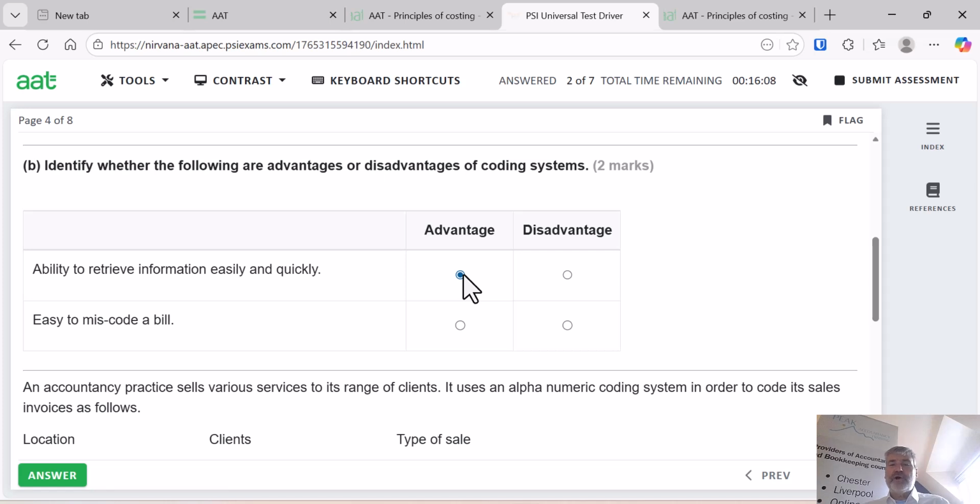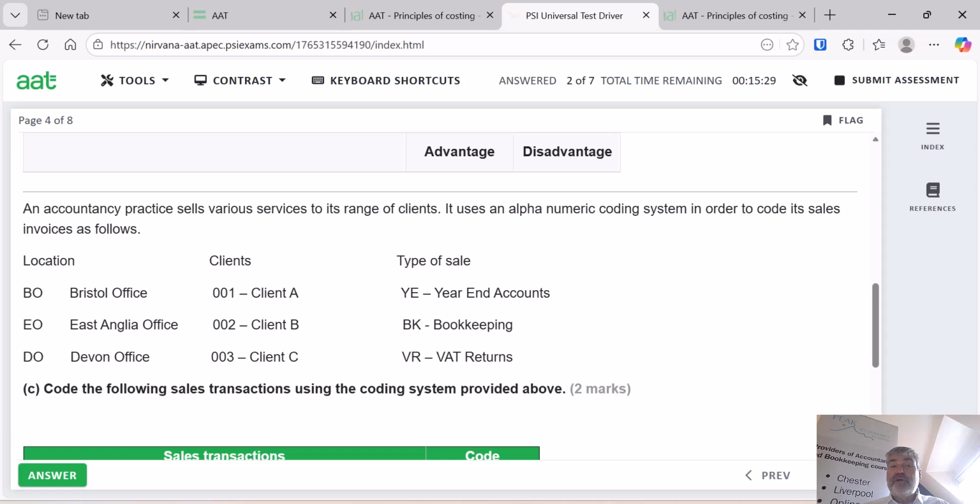Easy to miscode a bill. Is that an advantage of a coding system or a disadvantage? Well, that's got to be a disadvantage, hasn't it? It would be relatively easy for somebody to post a transaction to the wrong account, and fundamentally that will change our view of part of a business operation or indeed the performance of the business. So with codes, it is very easy, of course, to miscode something, put it to the wrong account, put it to the wrong place.